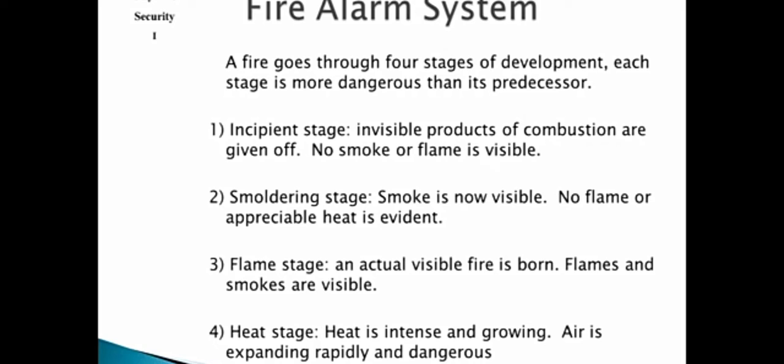Fire goes through 4 stages of development. Each stage is more dangerous than its predecessor. Incipient stage, invisible products of combustion are given off. No smoke or flame is visible. Anybody remember this from a couple of weeks ago? I hope.